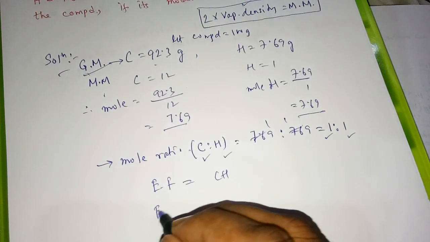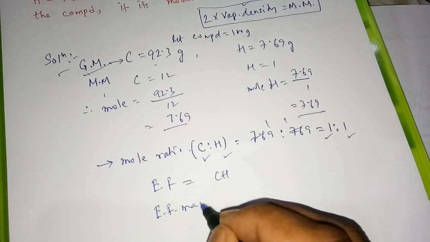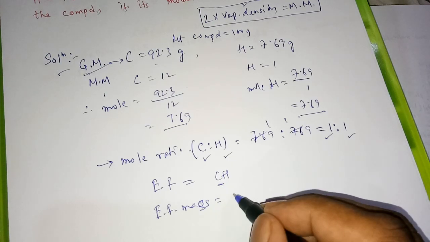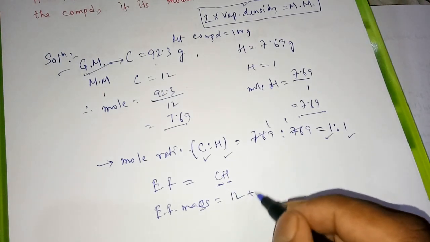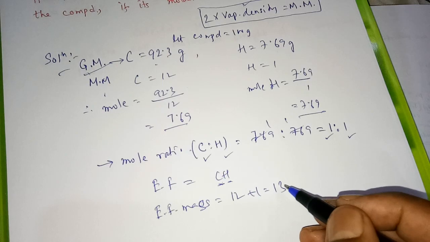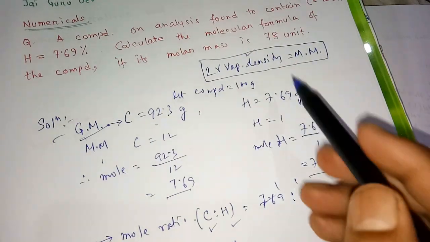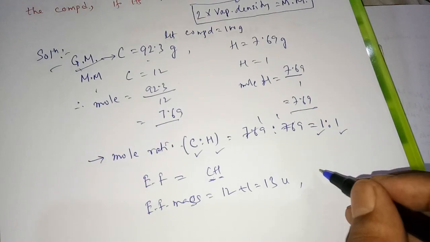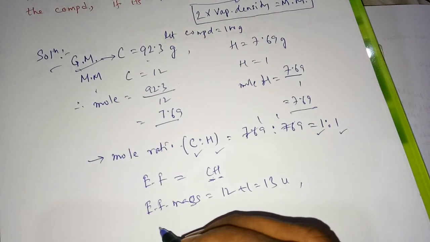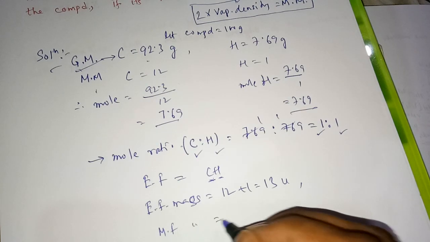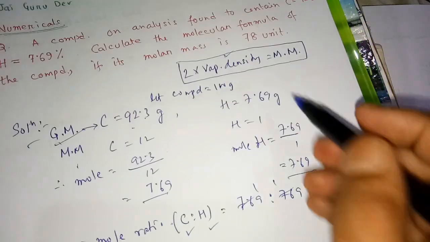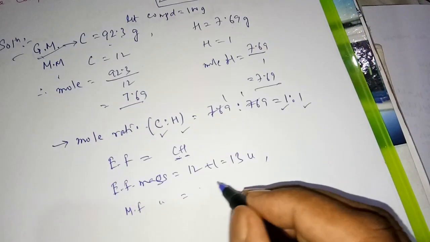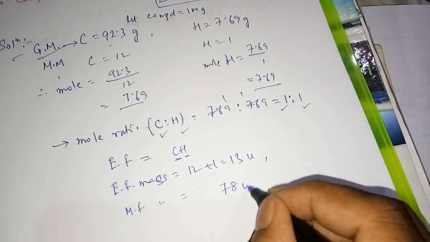Next step, what we have to do, is the empirical formula mass. Mass of carbon is 12, mass of hydrogen is 1, so it is 13. Now one point, students, you observe, it is given in unit, so you write down this one also in unit, no problem. And another point we have, molecular formula mass is given in the question as 78 unit, so this one also 78 unit.